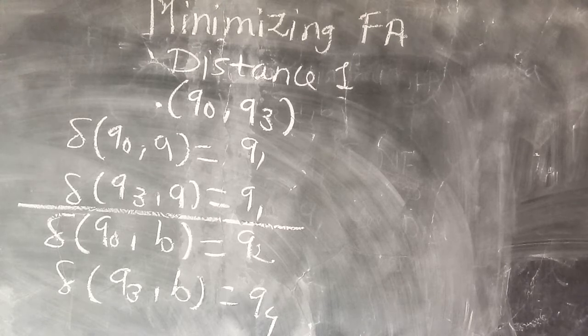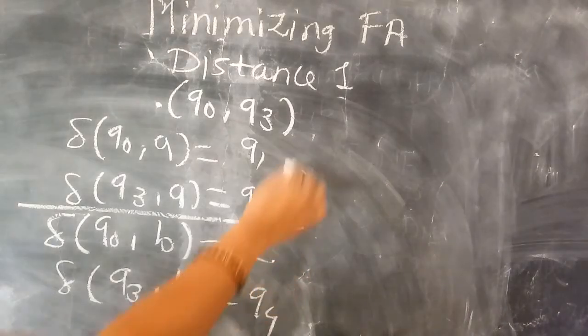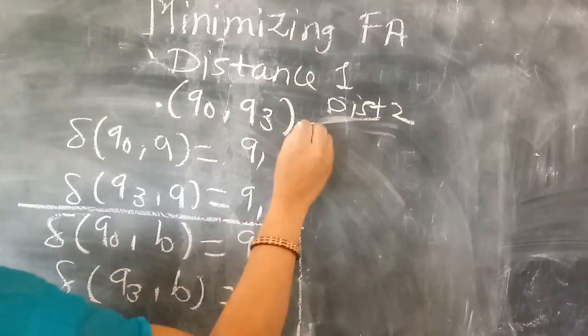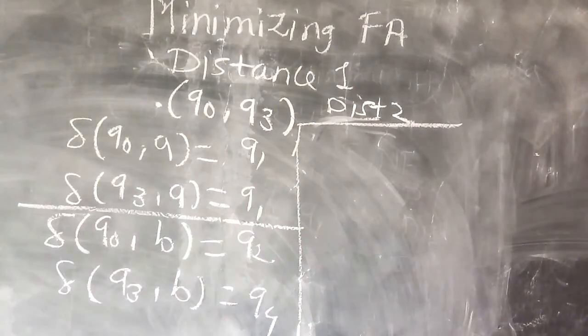Now we have to calculate distance 2 for the state, and if it also tells us that there is no distance between Q0 and Q3 for distance 2 also, then we can finally conclude that there is really no distance between Q0 and Q3. But we have only tested for distance 1, so we can test it for distance 2 also. So how can we test it for distance 2?